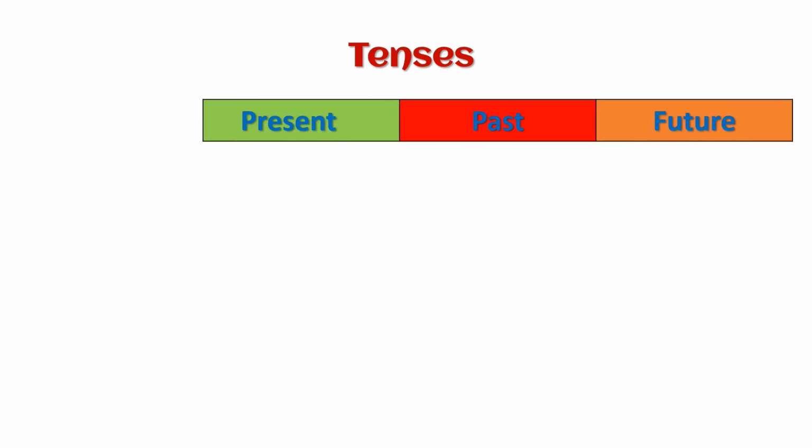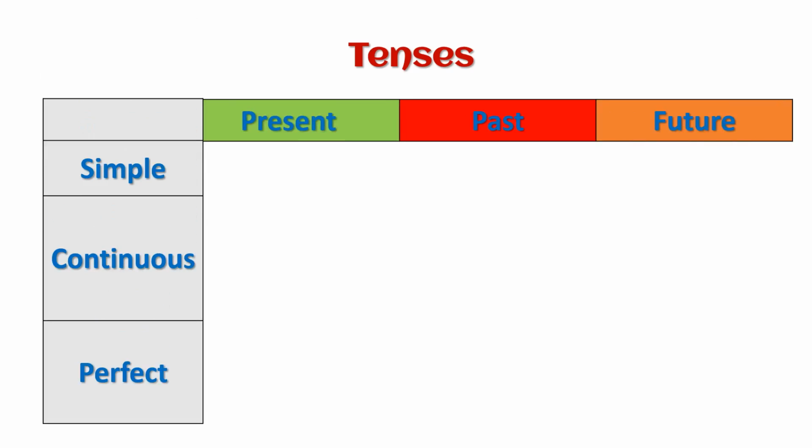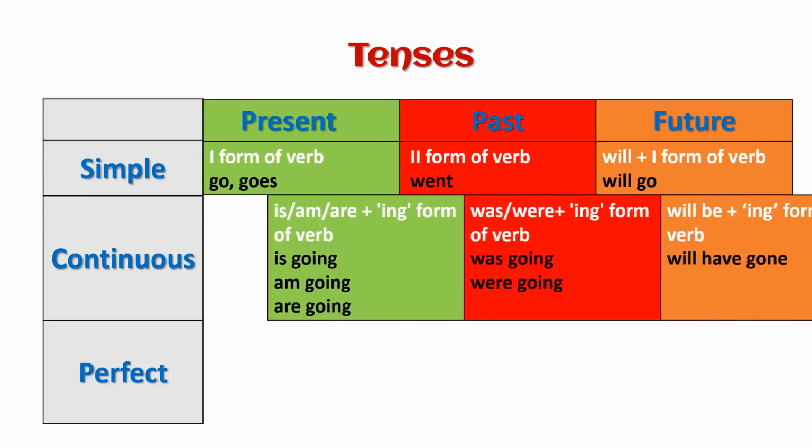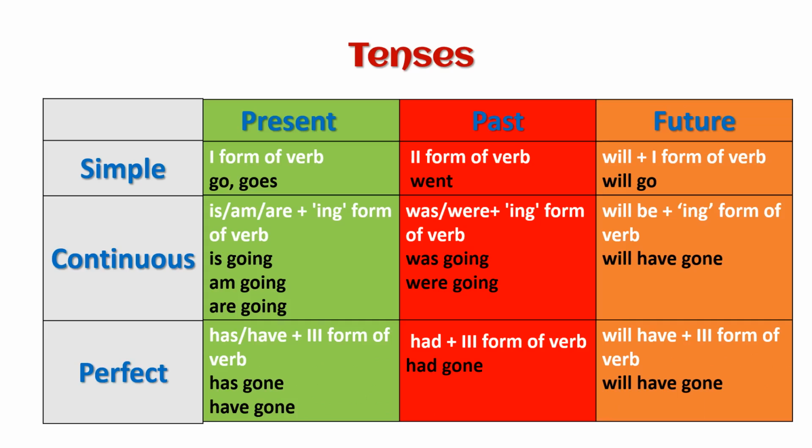So children, I hope you all have understood the different types of tenses, the rules of all these tenses and how to use them. Let us recapture what we have learned today. This is your tense chart. It is showing you all the different 9 tenses that we have learned today. So let's quickly read through the rules.